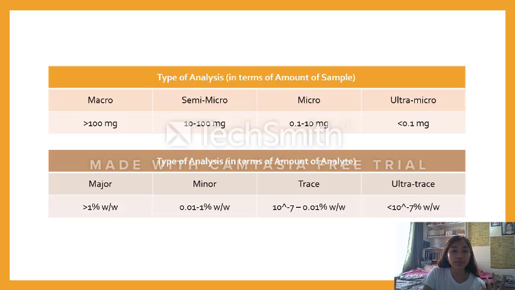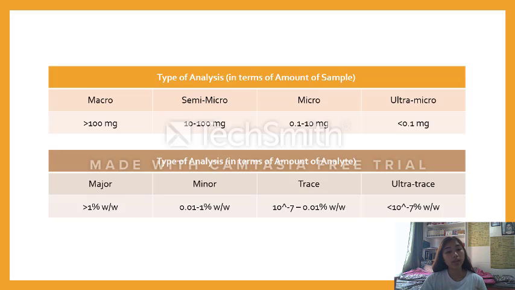So for the next slide, I have here a table of ranges sa ato ang types of analysis in terms of amount of sample ug in terms of amount of analyte. So for the amount of sample, if ever greater than 100 milligrams ang atong sample, it is considered as macro na analysis. If ever 10 to 100 milligrams kay semi-micro, then if 0.1 to 10 milligrams kay considered siya as micro-analysis, then if ever less than siya og 0.1 milligrams kay considered na siya as ultra-micro.